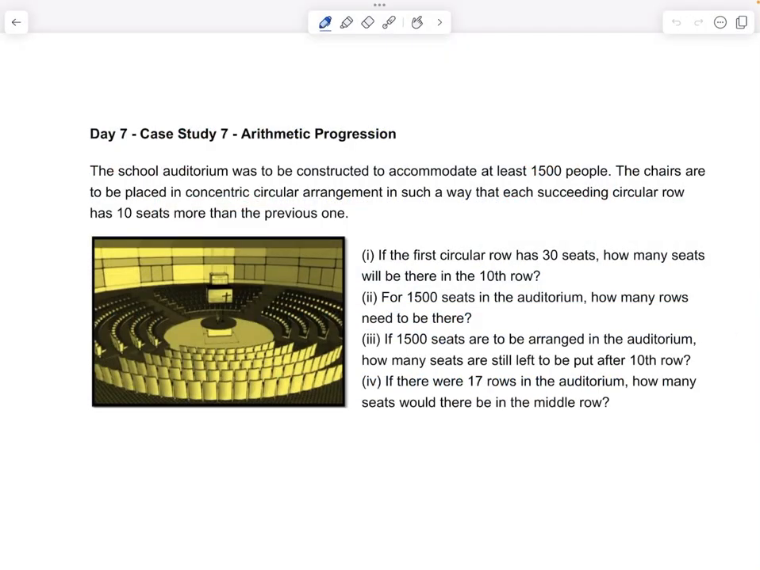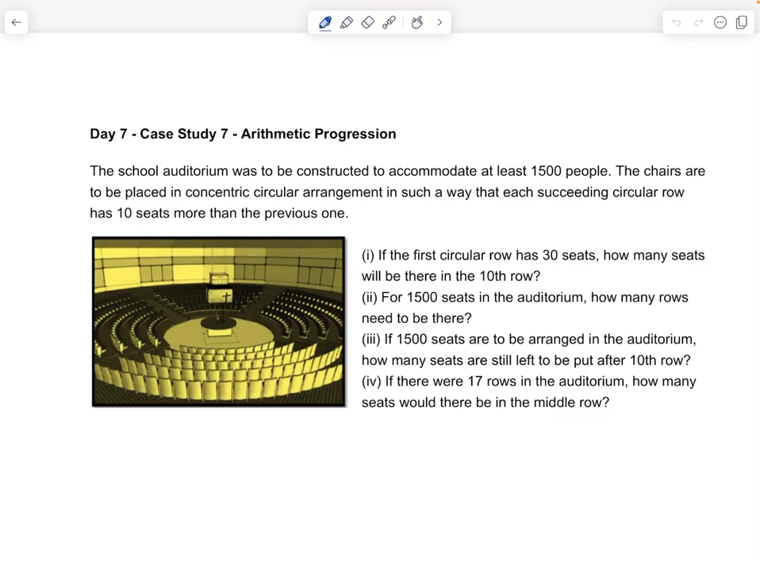The question goes like this. The school auditorium was to be constructed to accommodate at least 1500 people. The chairs are to be placed in concentric circular arrangement in such a way that each succeeding circular row has 10 seats more than the previous one.